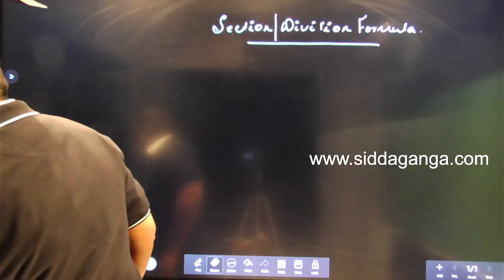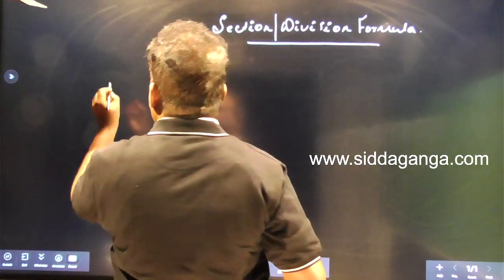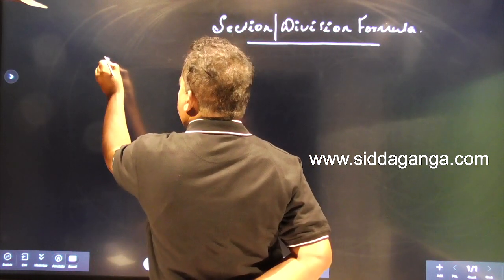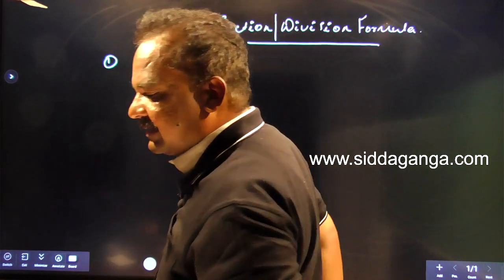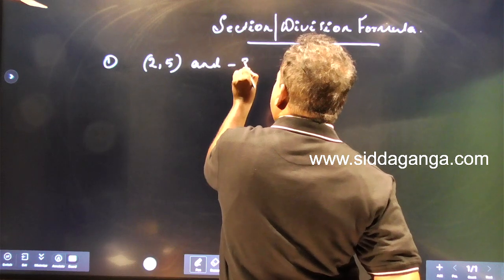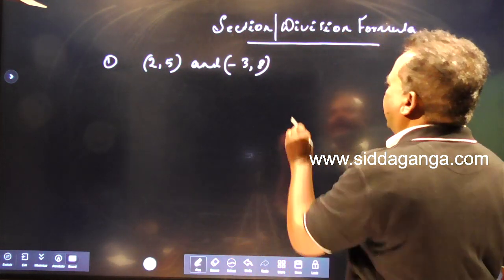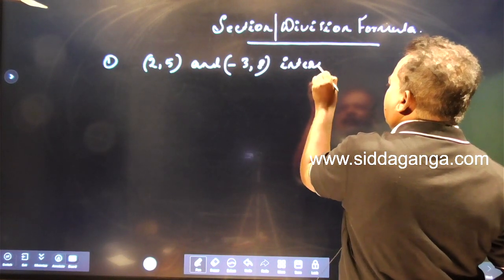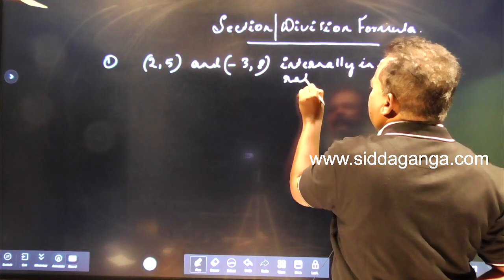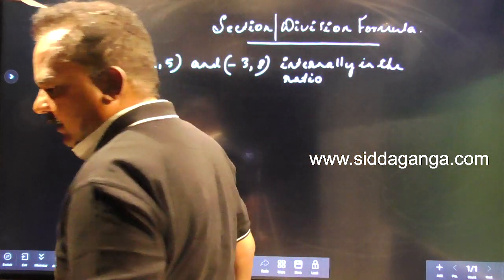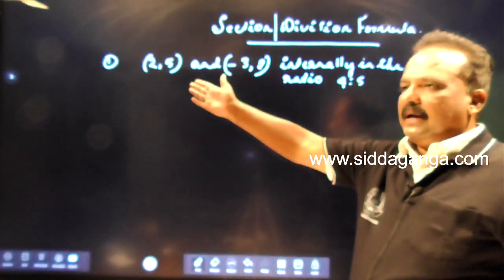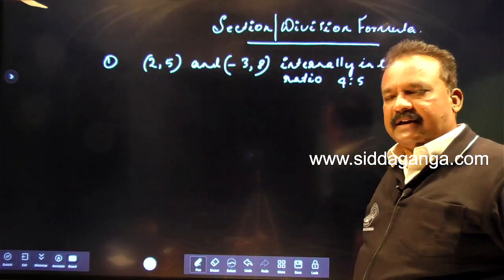First, let us take one simple problem on internal division. Find the coordinates of the point which divides the line joining 2, 5 and minus 3, 8 internally in the ratio 4:5. So the ratio is given and the points on the line joining the points, that is 2, 5 and minus 3, 8, are also given.